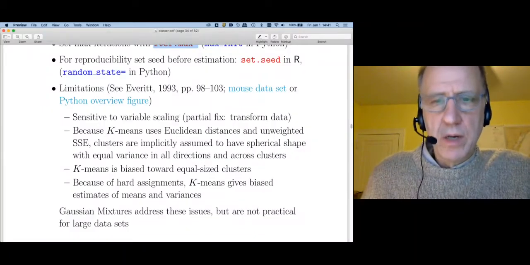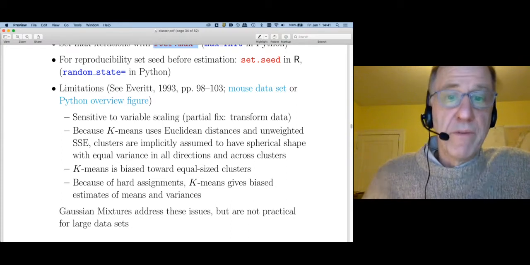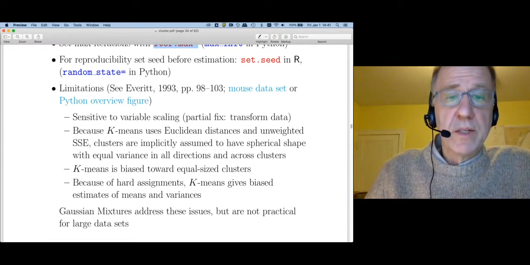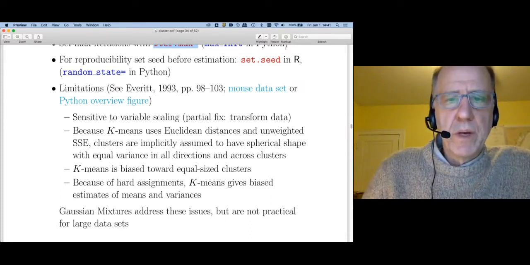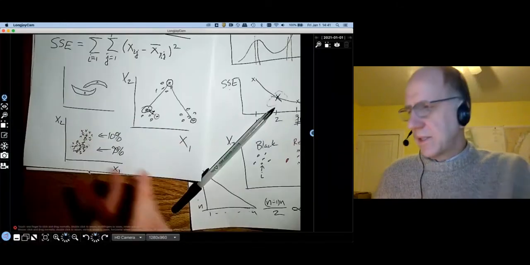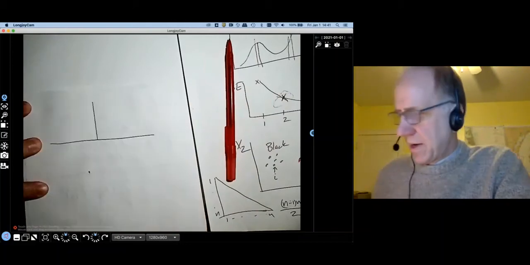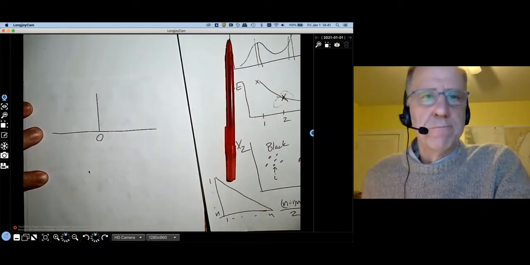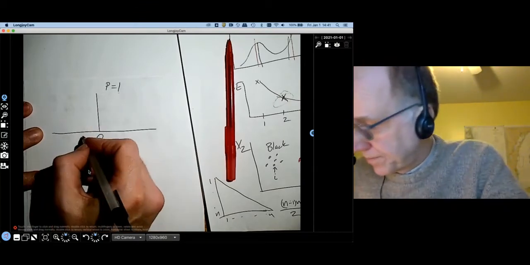Finally, because of the hard assignment, by hard assignment I mean k-means assumes that every observation is assigned to one cluster only, k-means is going to give biased estimates of the means and variances. To understand why this is the case, I'm going to propose a little example for us. So let's say this is 0. And let's say that I have observed p equal to 1 dimensions.